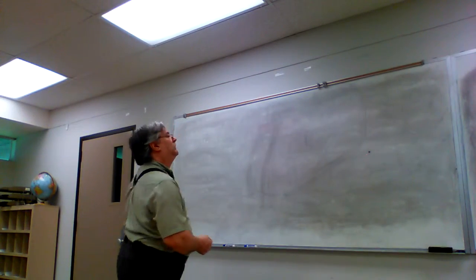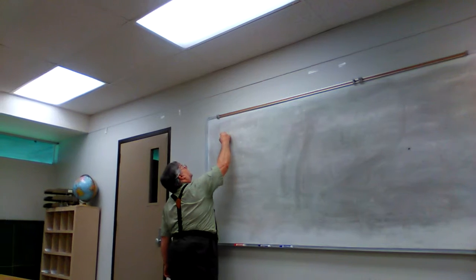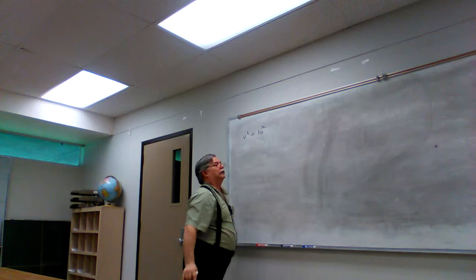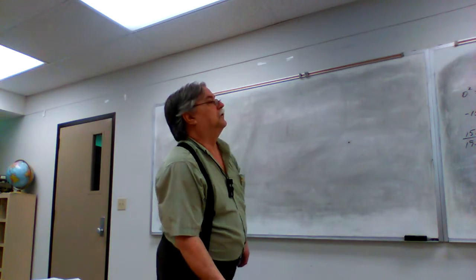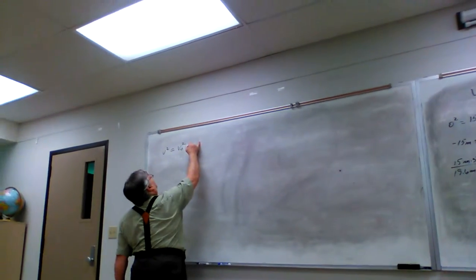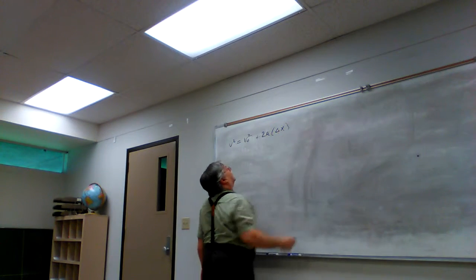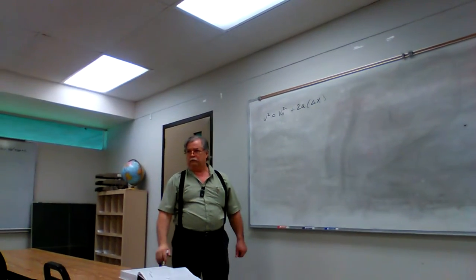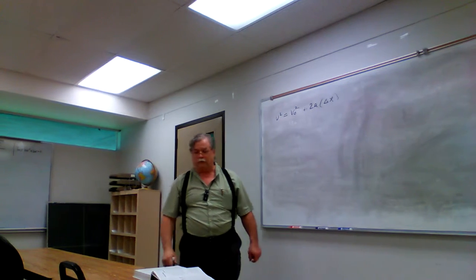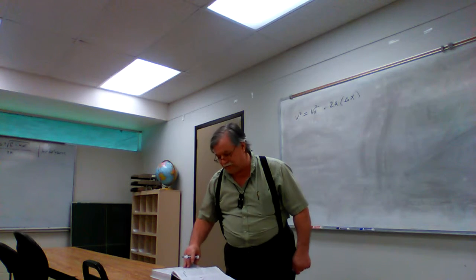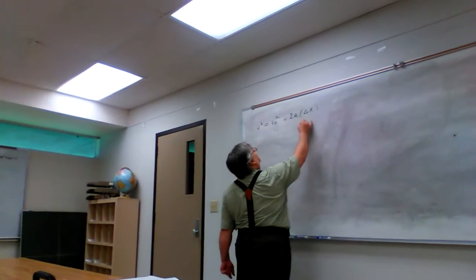V squared equals V naught squared plus 2a delta x. Am I getting that right? Okay. Delta x is... did she leave? We didn't need to know that, but thank you. 2a. The distance, delta x, is 3.5 meters.